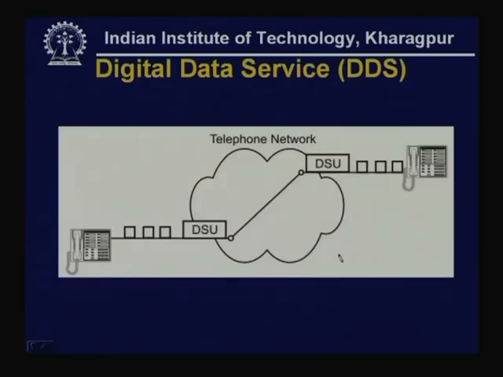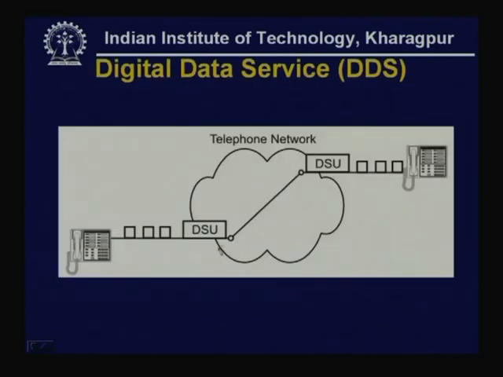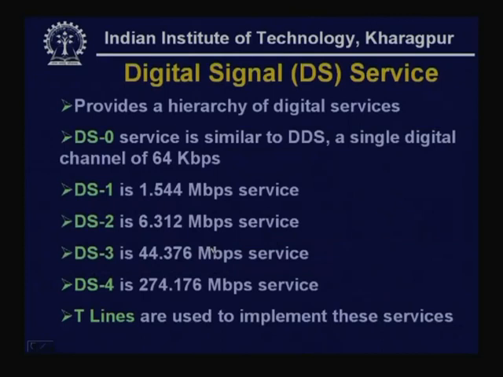So, here is the schematic diagram for digital data service DDS, and as you can see here, you have two DSUs permanently connected through the telephone exchange. Of course, there is a switch here that I have not shown. That switch is establishing a connection from this to this, and this is a permanent one, and the data rate can vary from 2.4, as I have mentioned, to 56 kilobits per second through this line. So, this is the digital data service.